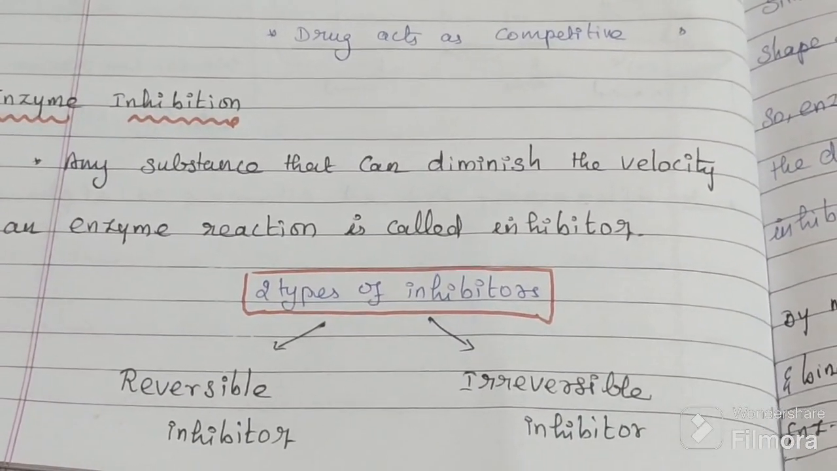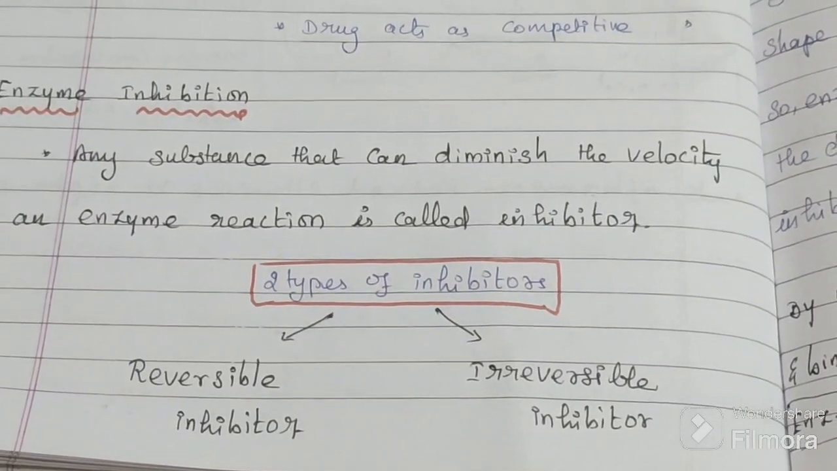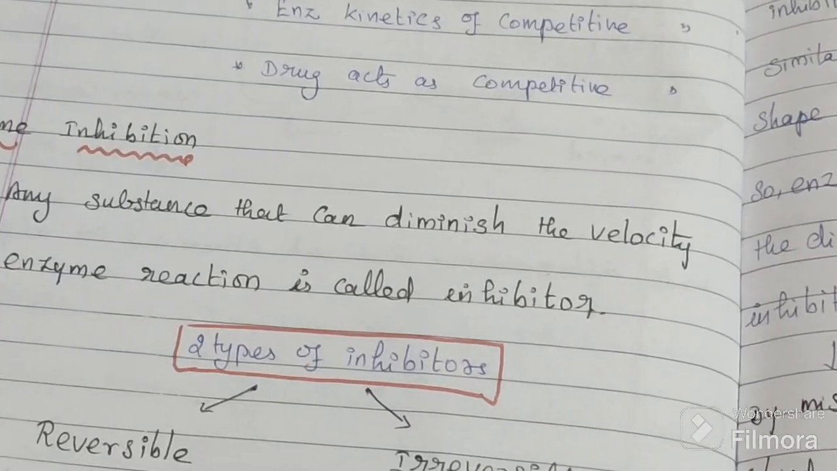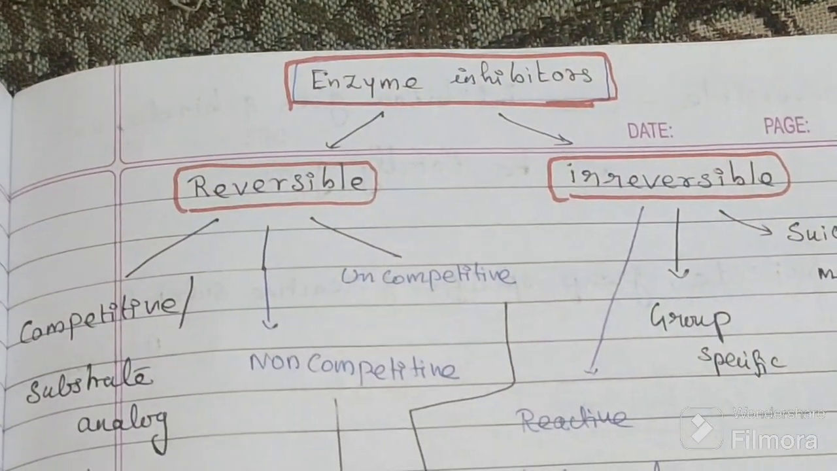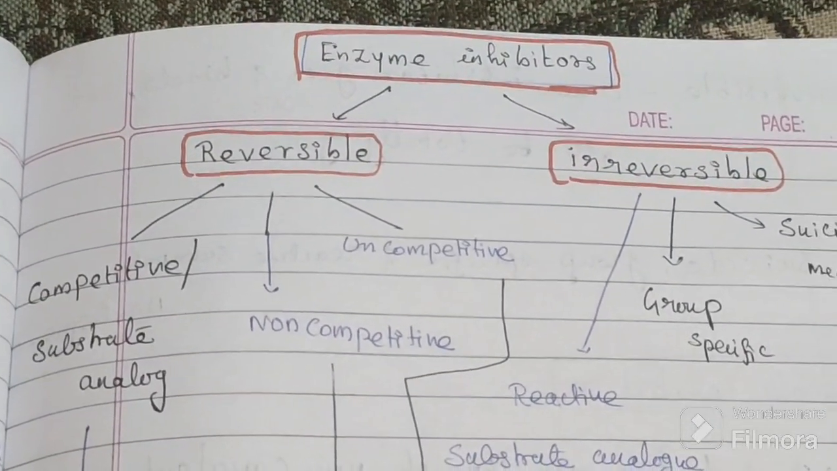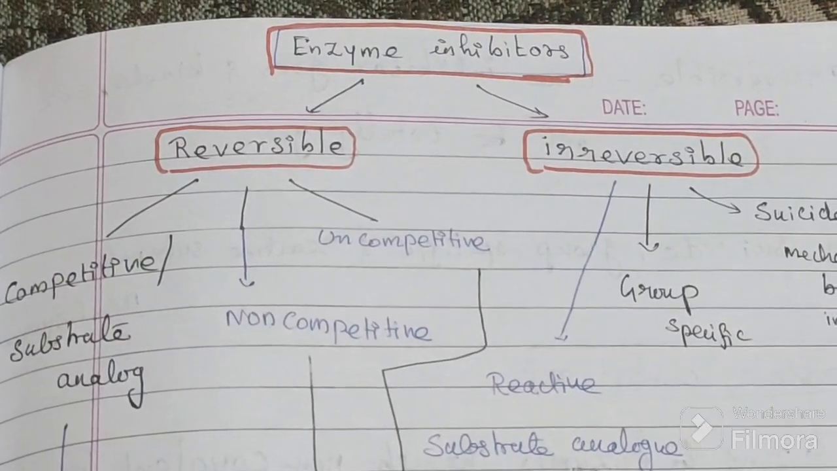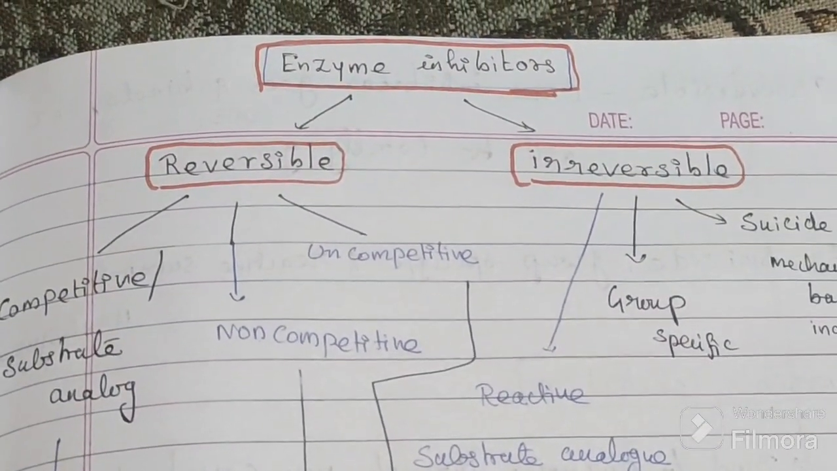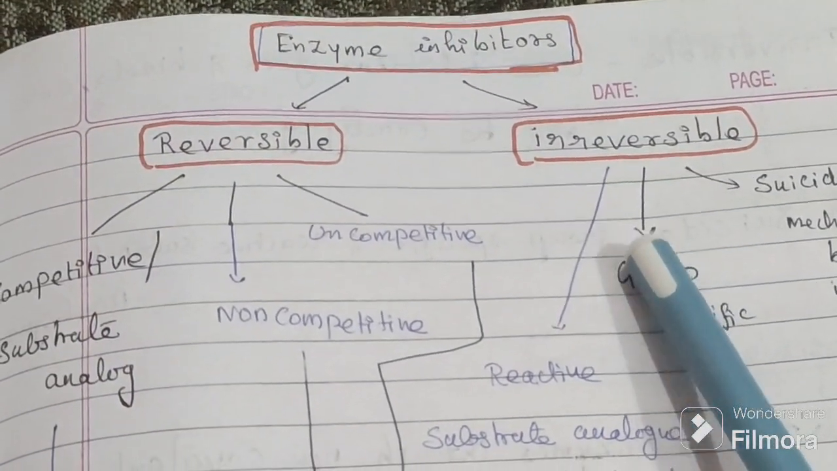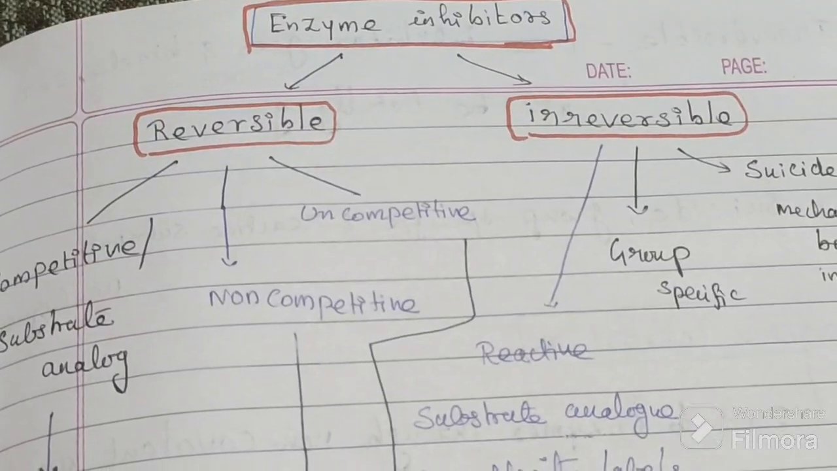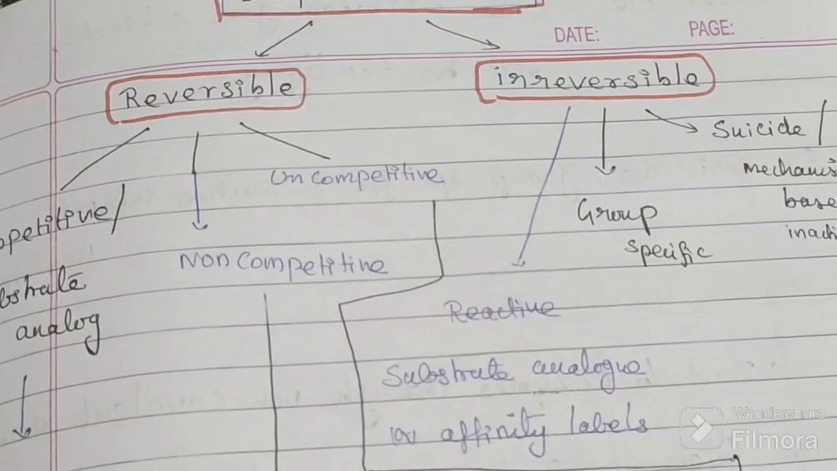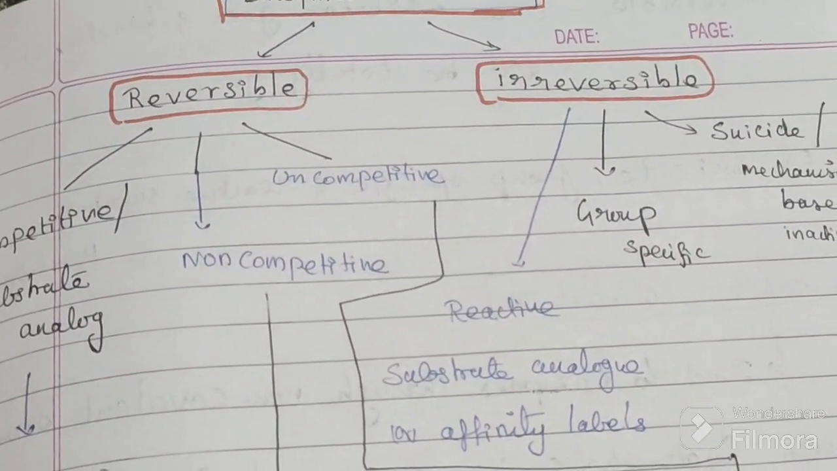There are two types of inhibitors: reversible inhibitors and irreversible inhibitors. Reversible inhibitors: we can inhibit the reaction and we can reverse it. If you remove the inhibitor, the enzyme reaction will be normal. The second one is irreversible inhibitors. That means though you can inhibit the reaction, you can't reverse it.